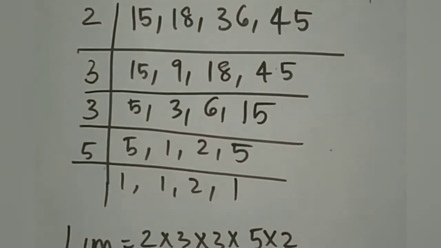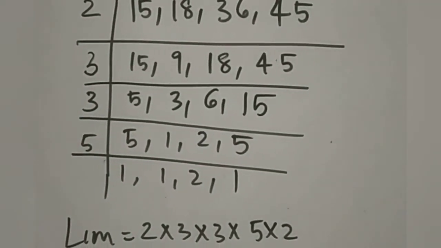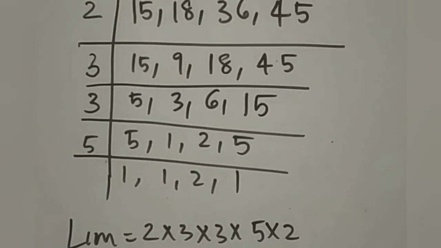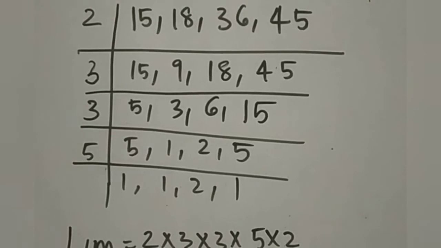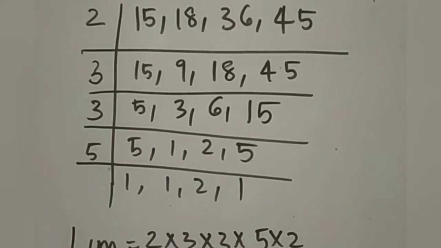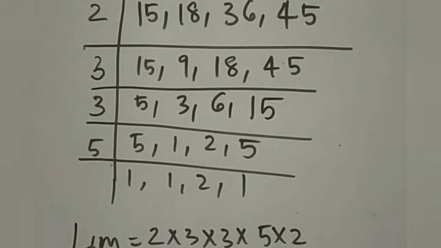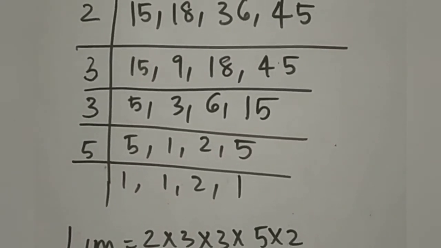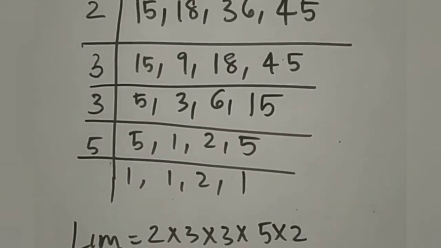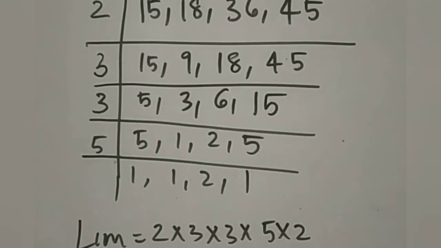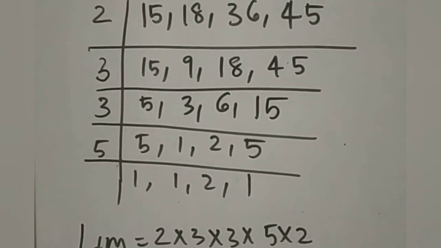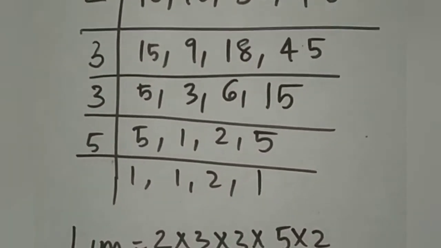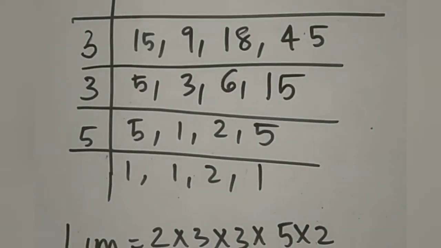And again we need to find out the prime number which divides at least 2 of these numbers. And 3 is a factor for the numbers 3, 6 and 15. So we can take the number 3 again, and since 5 is not divisible by 3, we will write 5 as it is. Then 1 into 3 is 3, 2 into 3 is 6 and 5 into 3 is 15. So we got the numbers 5, 1, 2 and 5.